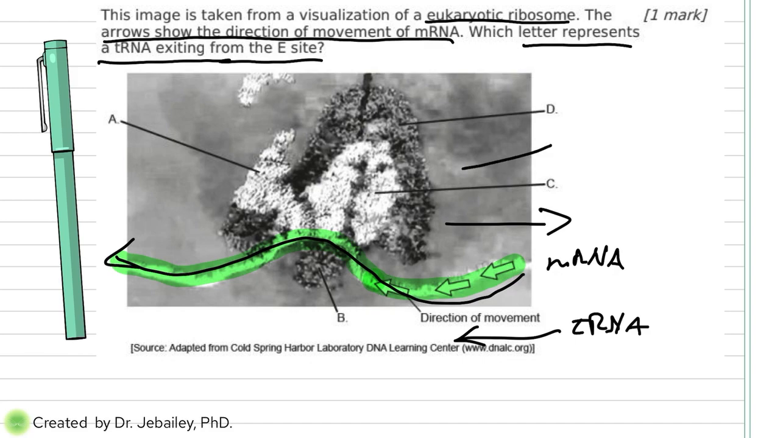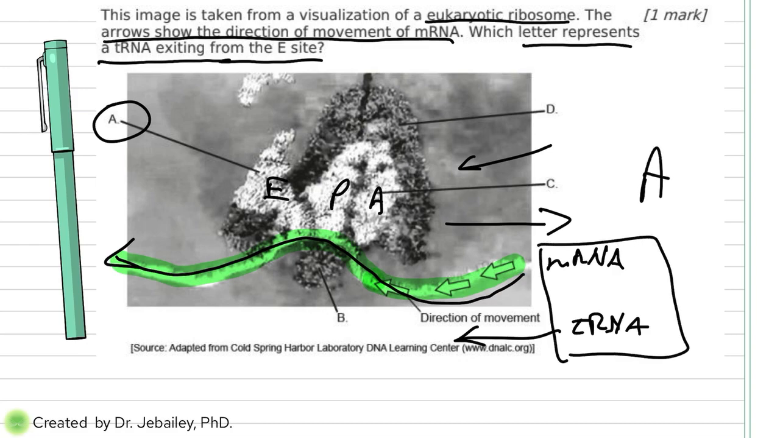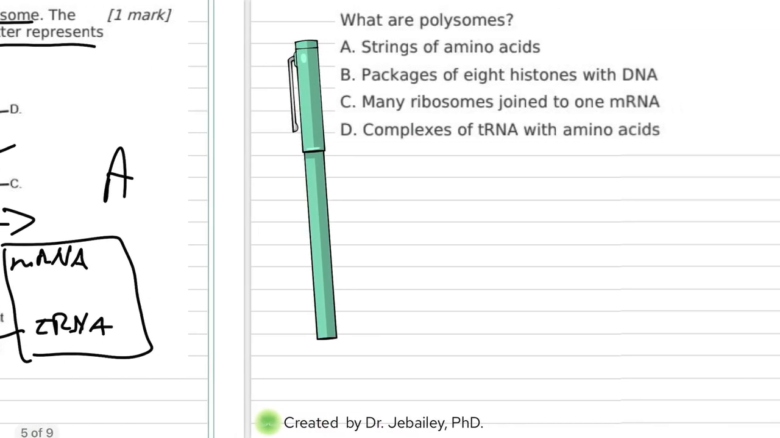So of course the tRNA is going to enter here into the A, then the P, and then the E. So they want to know where's the exit. The exit would be A, so the answer is A. Just as a reminder, mRNA and tRNA both enter the ribosome in the same direction as the ribosome goes in the other direction. So moving on to the next question.